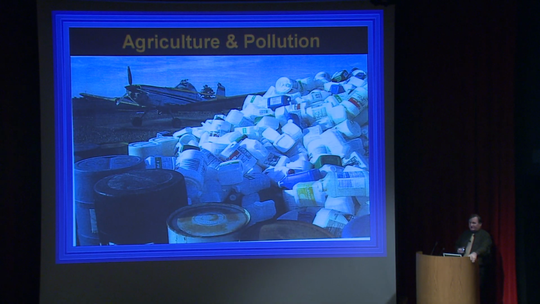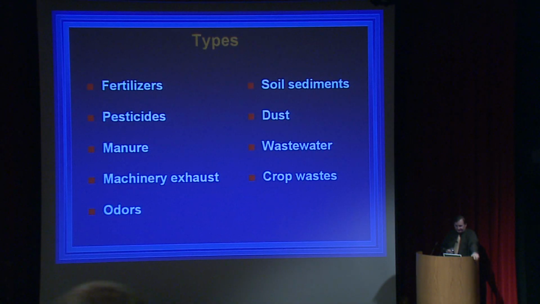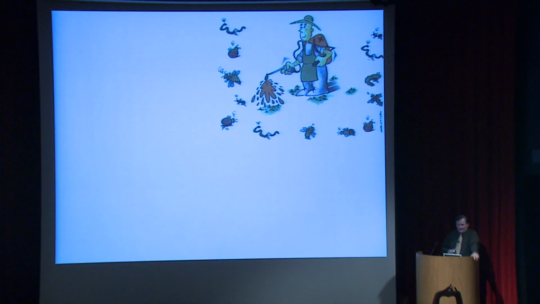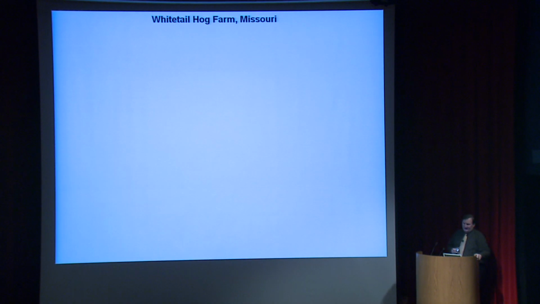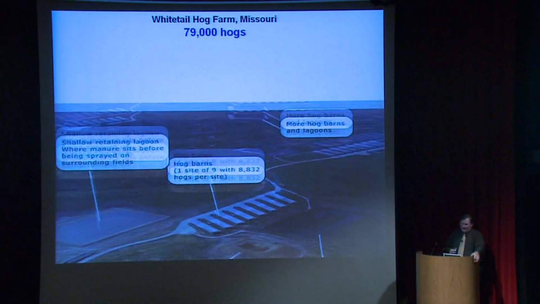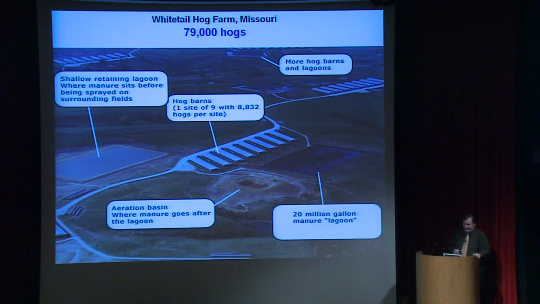Agriculture and pollution is also a very interesting example. There are many types of pollution. Some of these we've alluded to in earlier classes. But the idea that this is the way a farmer takes care of pests is less common than this sort of thing. And there's a lot of concern about the chemicals that are used in these environments. So here's a particular hog farm in Missouri where there are 9 examples of this particular set of hog barns, with almost 9,000 hogs per site, and something has to be done with all that waste.